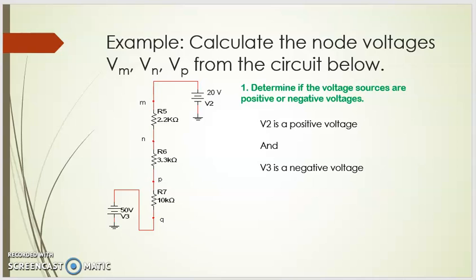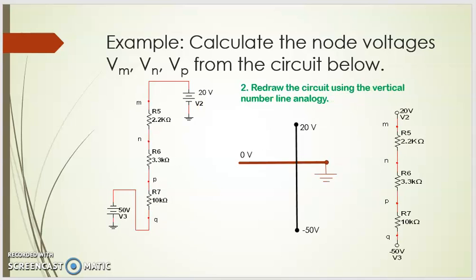Let's look at our first example. Our first step is to determine if the voltage sources are positive or negative voltages. If we look at V2, we see that the negative side is connected to ground, so this makes V2 a positive voltage. And if we look at V3, we see that the positive side is connected to ground. This makes V3 a negative voltage. Now we're going to redraw the circuit using the vertical number line analogy. We see that we have 20 volts at the top and negative 50 volts at the bottom.